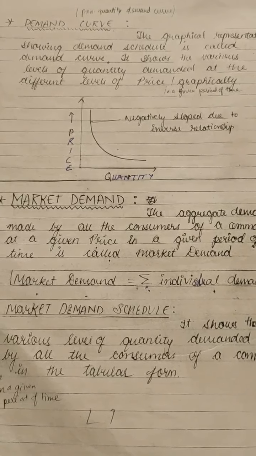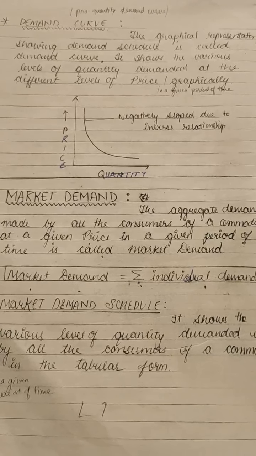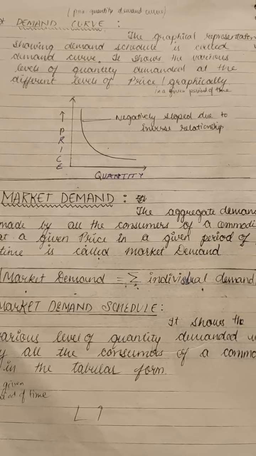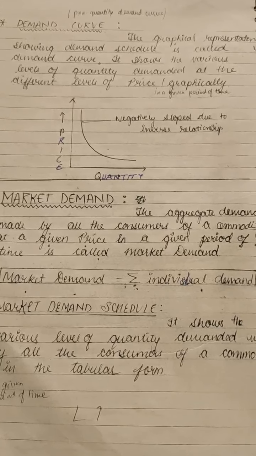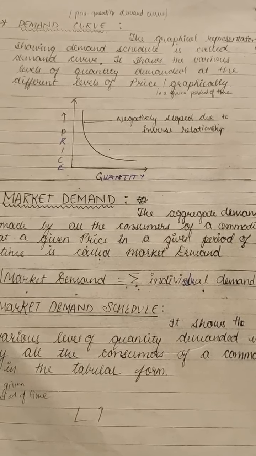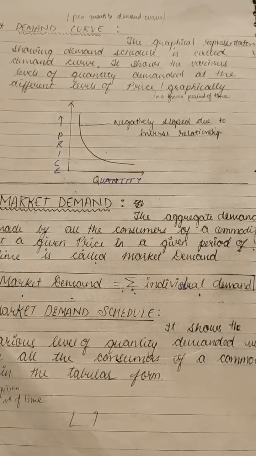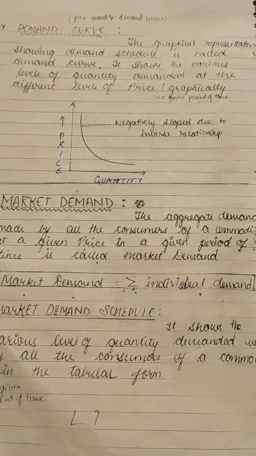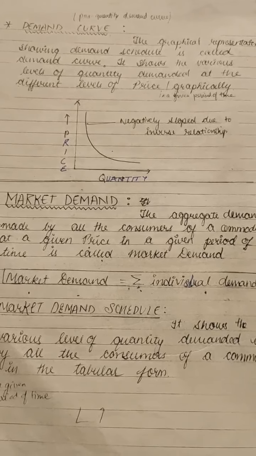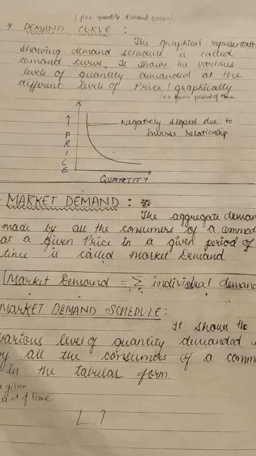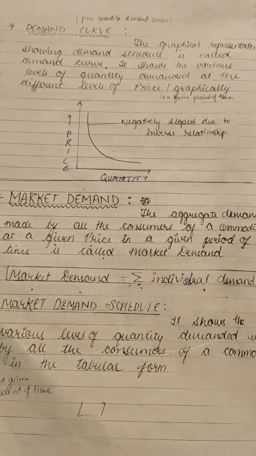Demand curve. The graphical representation showing demand schedule is called demand curve. It shows the various levels of quantity demanded at different levels of price in a given period of time. You can just see that on x-axis quantity is plotted and on y-axis price is plotted, and the demand curve is negatively sloped due to the inverse relationship between the price of the commodity and the demand of the commodity.